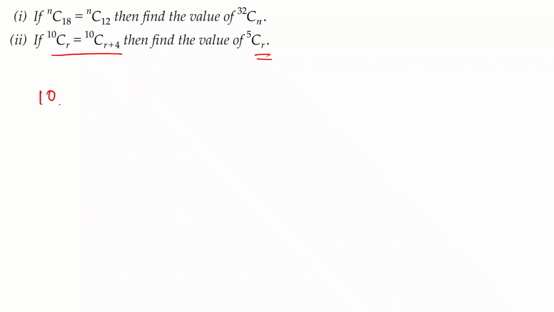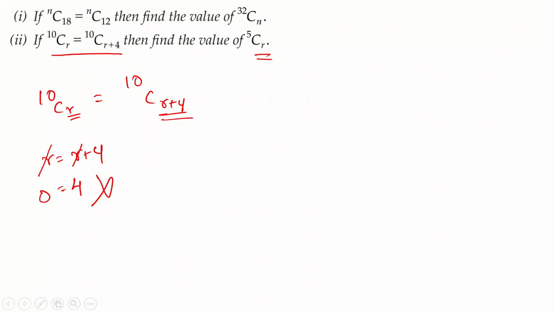Okay, so let's start with what we have at hand. 10CR is 10C(R plus 4). Now R can be equal to R plus 4. This is one choice. Let's see what we get. R equal to R plus 4: R and R cancel out, so we are left with 0 equal to 4, which is of course never possible. It cannot happen, so this is not the correct way of doing it. What do we do? We write 10C(R plus 4) as 10C(10 minus (R plus 4)), and then we can equate this. You have to try both and see which one holds true.